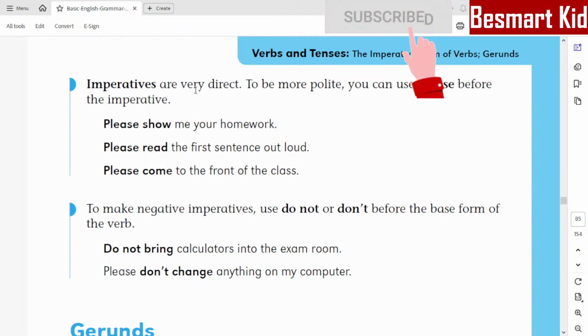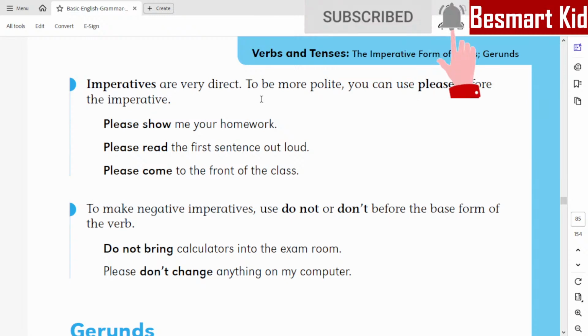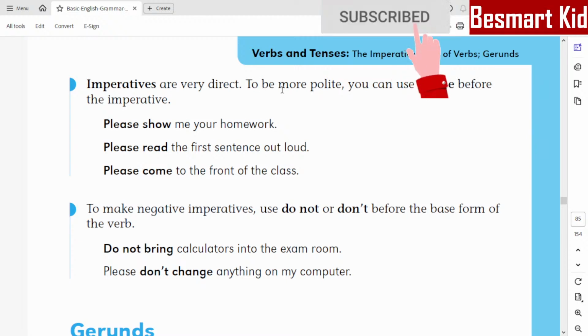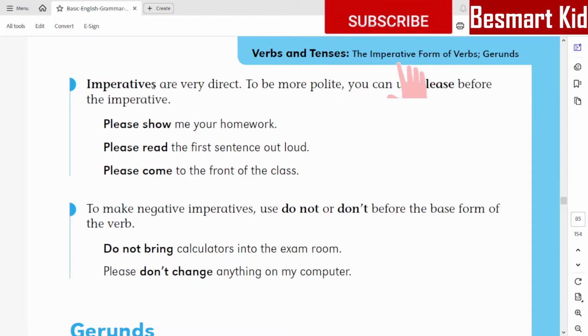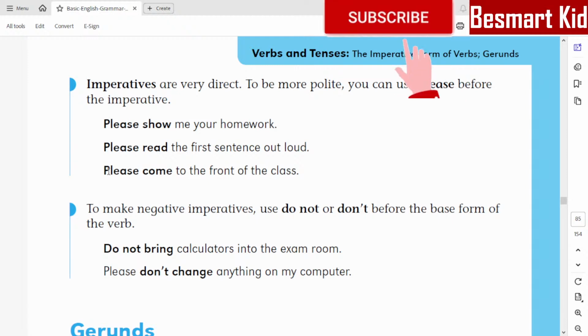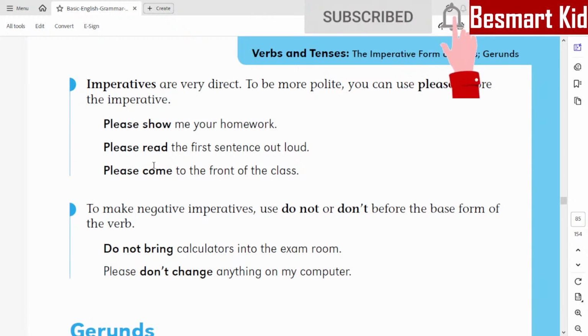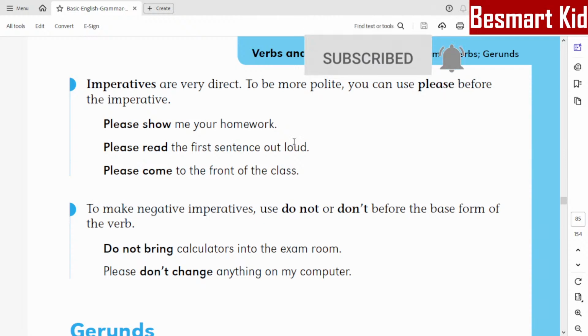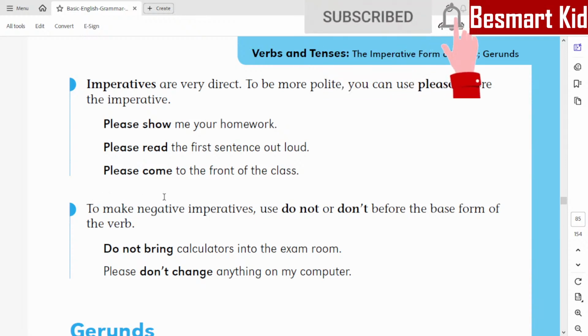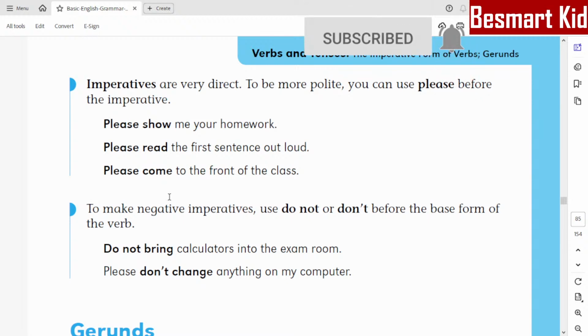Imperatives are direct. To be more polite, you can use please before the imperative. Examples: please show me your homework. Please read the first sentence out loud. Please come to the front of the class.